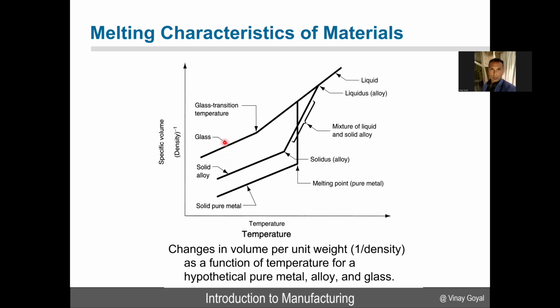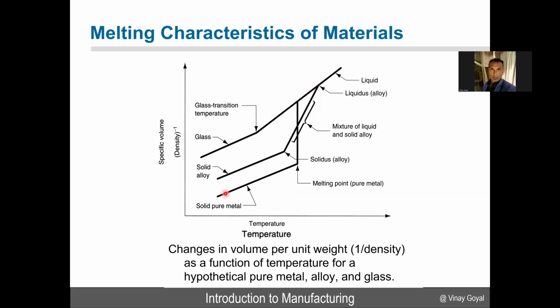If I take glass, for example, at the glass transition temperature, you will see a change in the density of the material as I go to liquid. For a solid alloy, I will again go through a solidus region, and then I'll have a mixture of liquid and solid alloy until I then reach liquid.